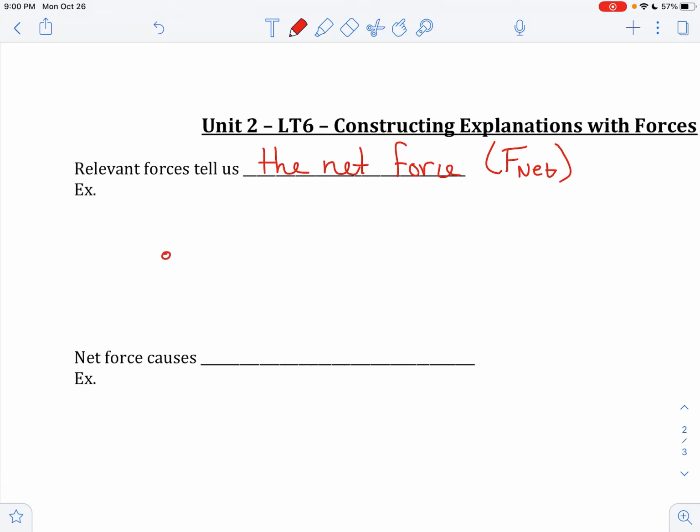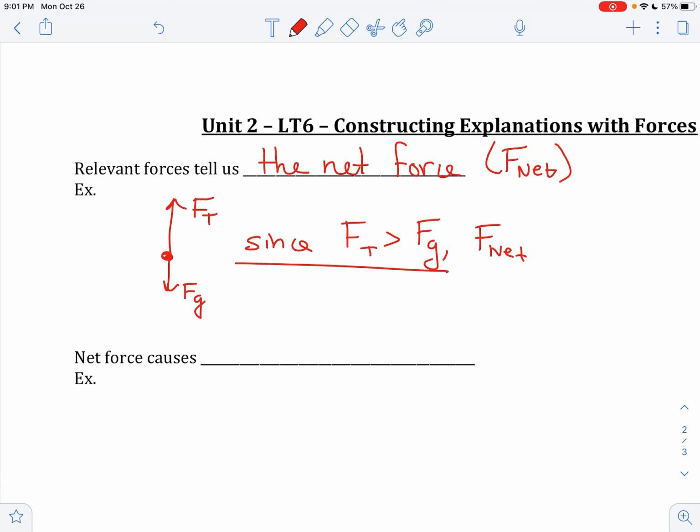An example. So let's say we have two objects. We have an object here. We have two forces on it, force of gravity and force of tension. And we would say, if we're looking at these, if this is our given, since Ft is greater than Fg, F net points up.